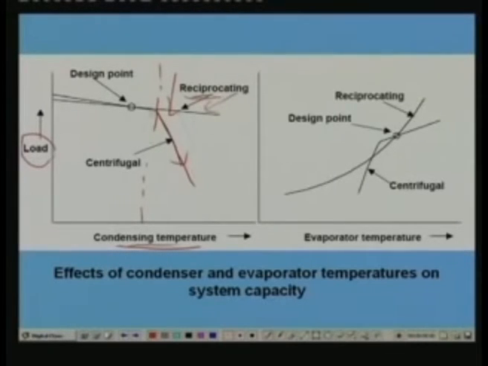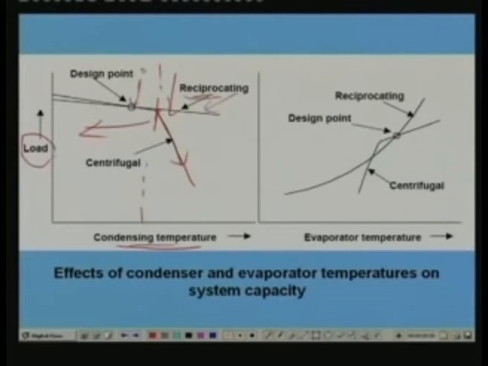This sudden drop takes place because of the problem that we have discussed just now, because of surging and the related phenomena. Okay. So, up to a certain point the centrifugal compressor works normally, but beyond that point the capacity reduces drastically. So, normally the centrifugal compressors are operated towards the left of this point where the sudden drop takes place, and normally this will be some kind of a design point.